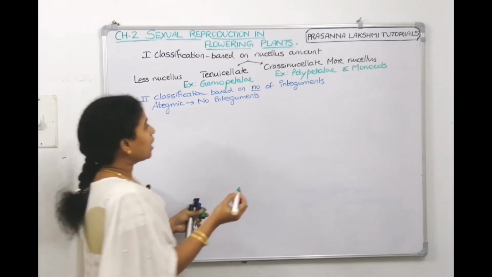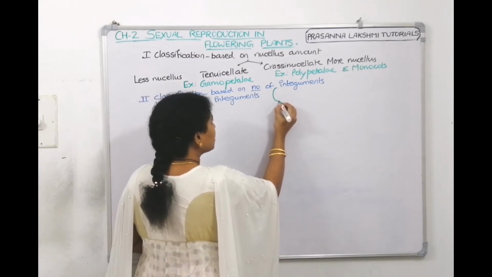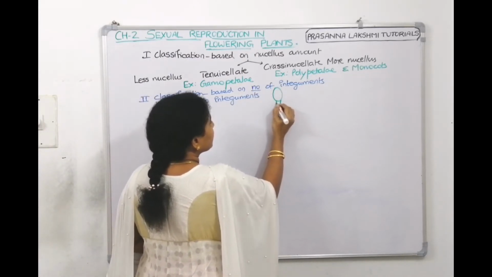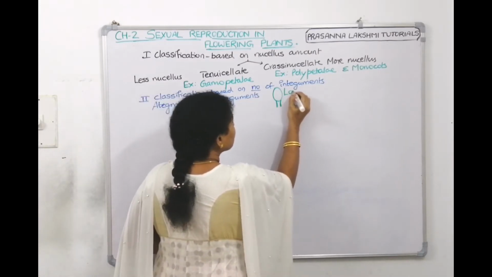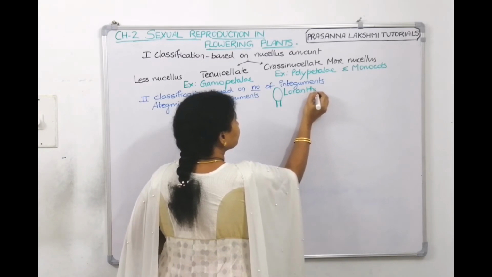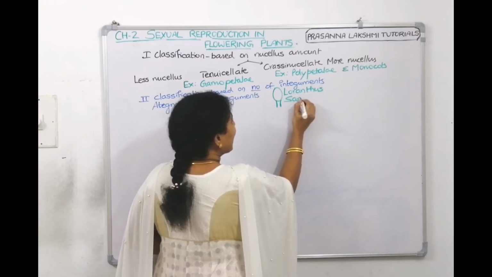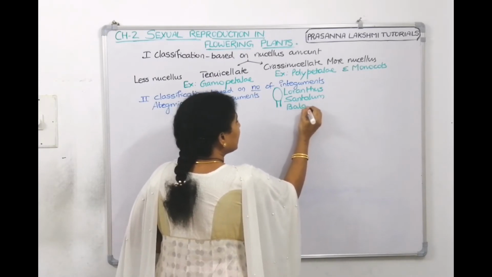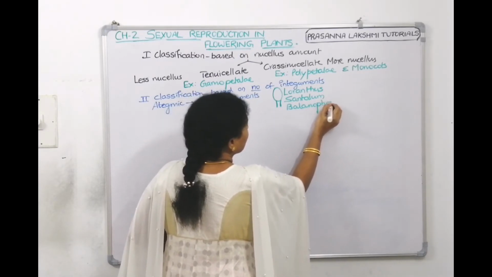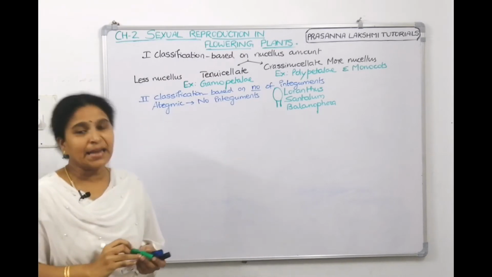Children, ategmic means how do you expect the ovule to be? This is the nucellus and this is the funicle. No coverings around. So examples are, one is Loranthus, the other one I told, Santalum, and the third one is Balanophora. These are examples for ategmic.